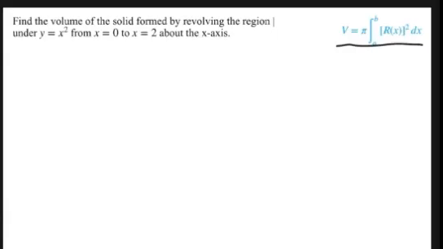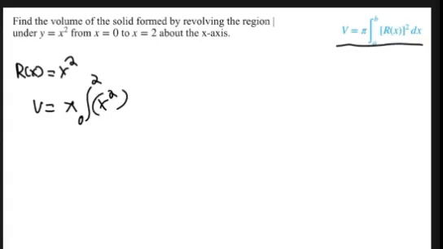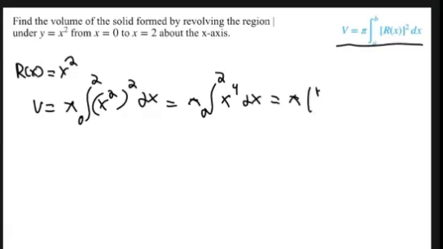So here the radius is just the distance from the curve to the x-axis. So that would just be x squared. Now let's plug that into the formula. We get V equals pi times the integral from 0 to 2 of x squared to the power of 2 dx, which just becomes V equals pi times the integral from 0 to 2 of x to the power 4 dx. Now let's integrate. Once we integrate, we get x to the power 5 over 5 from 0 to 2, which then you'll just get pi times 32 over 5.